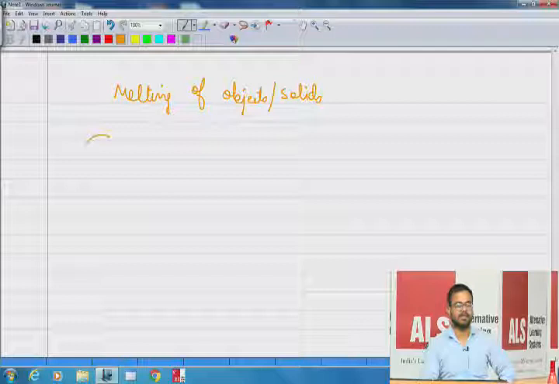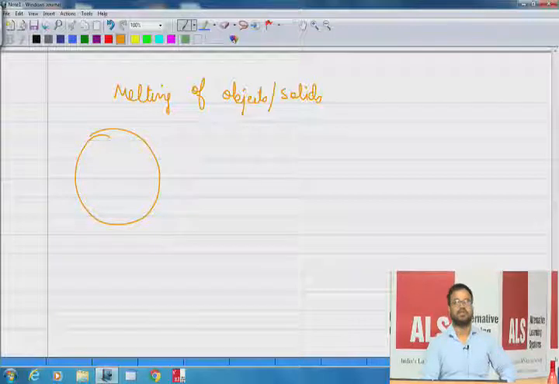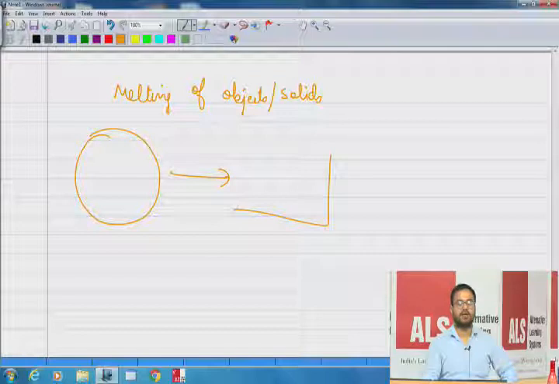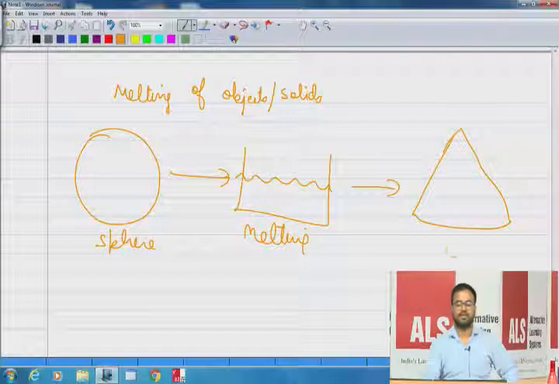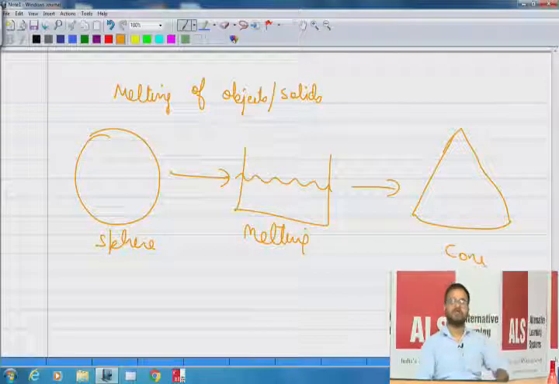Like suppose this is a ball, a solid object it is, you have melted it down, it becomes a liquid, and then you converted that into the shape of a cone. So in the process of melting, the shape from sphere to cone, that is getting converted. So what do you think, which thing will remain constant in this entire process? Sisipur, what do you think, which thing will remain constant in this process?